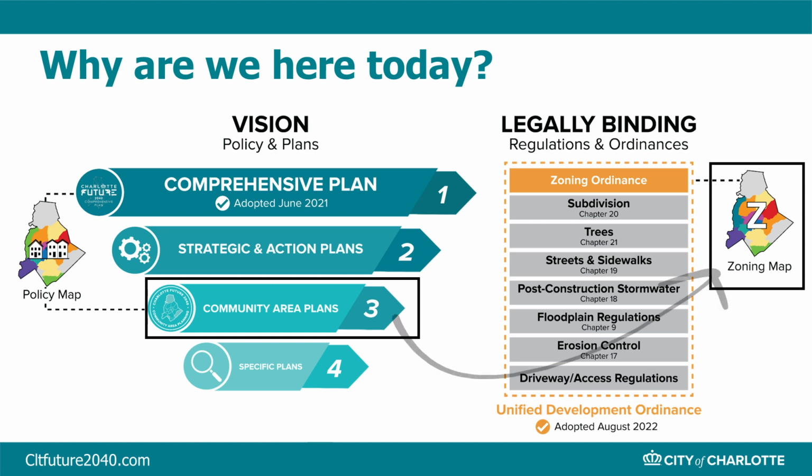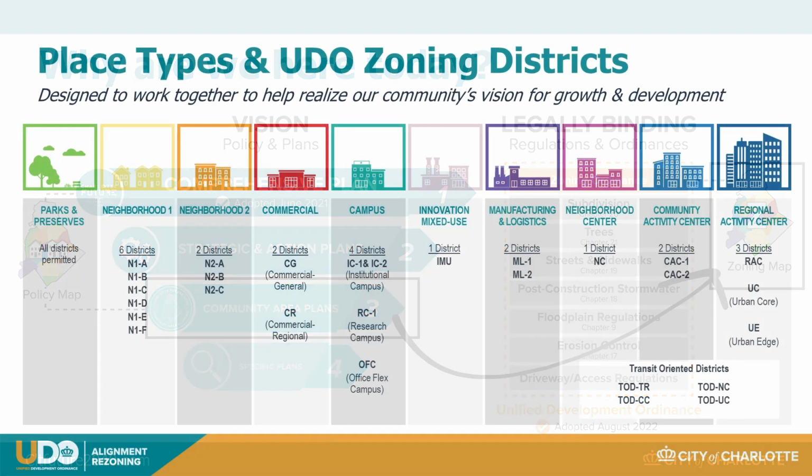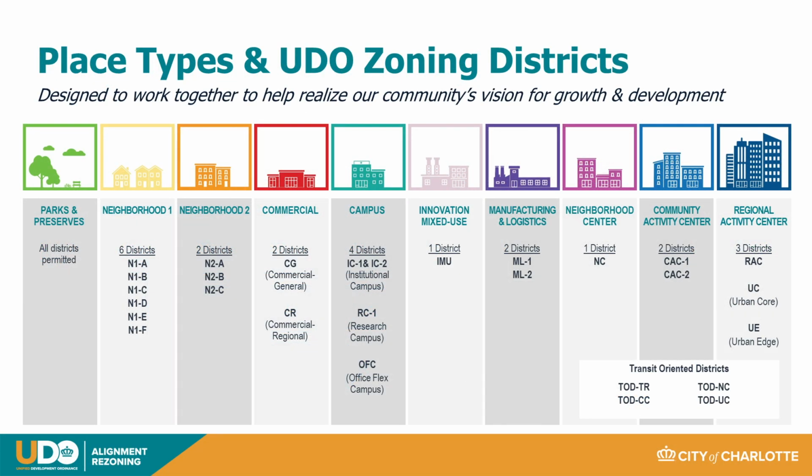When discussing today's meeting purpose, I mentioned there would be a future mapping effort for the Unified Development Ordinance, called Alignment Rezoning. Alignment rezoning will be informed in part by the place type designations within the community area plans and ultimately adopted into the 2040 policy map.